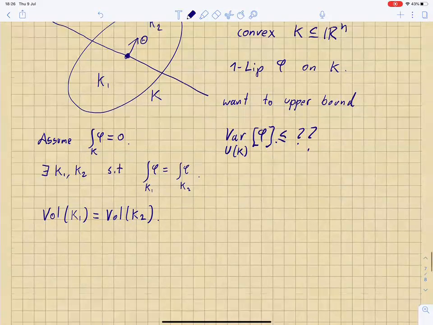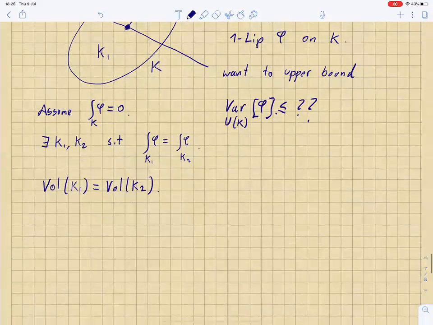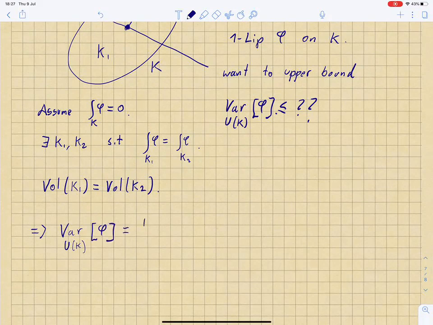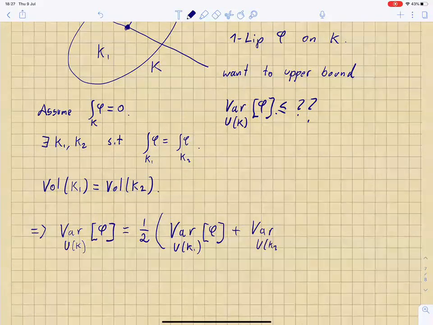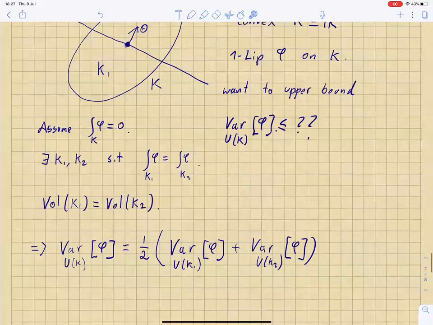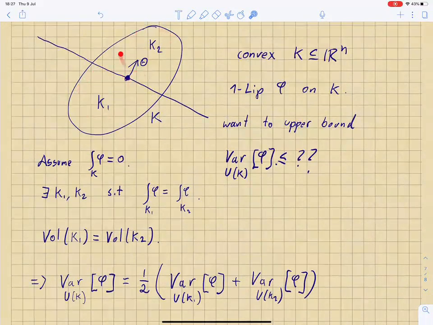So we can always make this cut in a way that, since we have this condition, this implies that the variance on the uniform measure on K of phi is just the average of the variances on K1 and on K2. So we've basically reduced, given an upper bound on the entire body K, convex body, to given an upper bound on one of the halves chosen randomly.